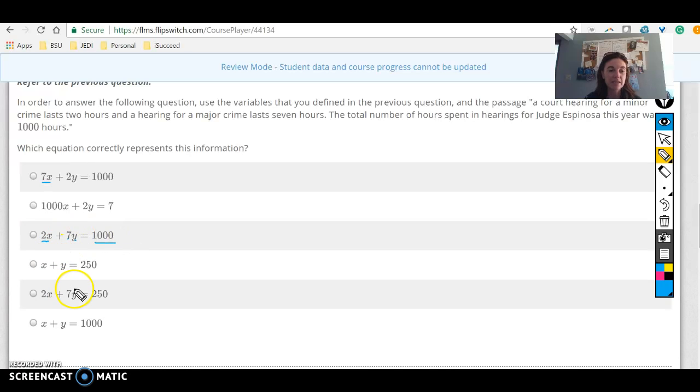That definitely makes sense. X plus y is 250. We'll probably say that later because that's the total number of crimes, but it doesn't deal with the hours that they're asking us to refer to here. 2x plus 7y equals 250. Nope, we know that it equals 1,000. And x plus y equals 1,000. No, that's not true because we have to take into account that each minor crime takes 2 hours and each major crime takes 7. So this is the one that makes sense here.